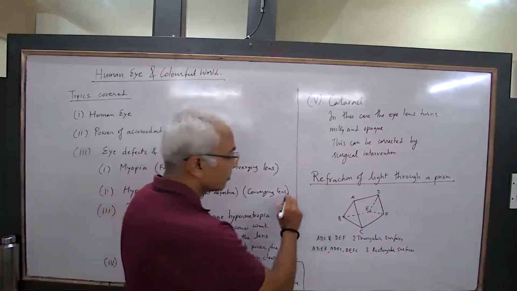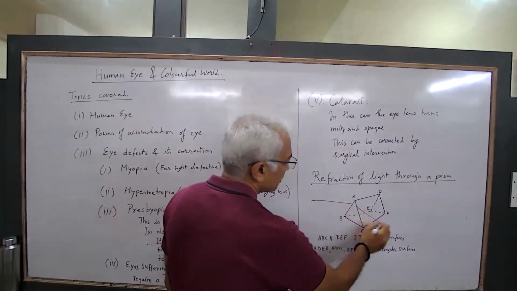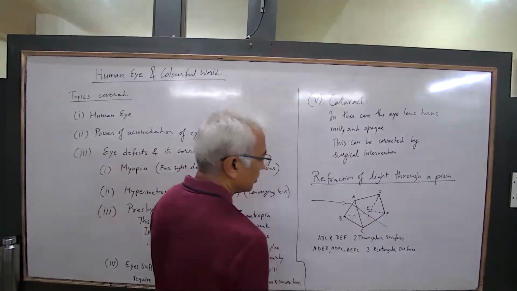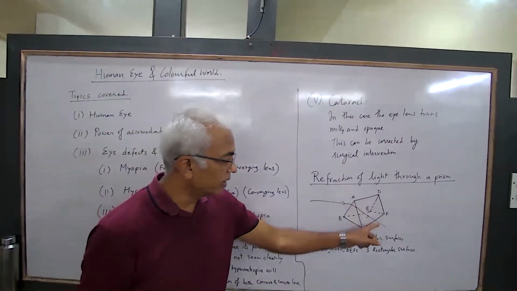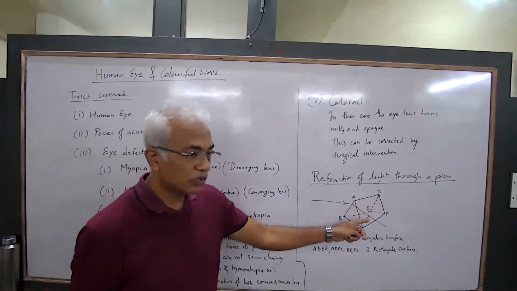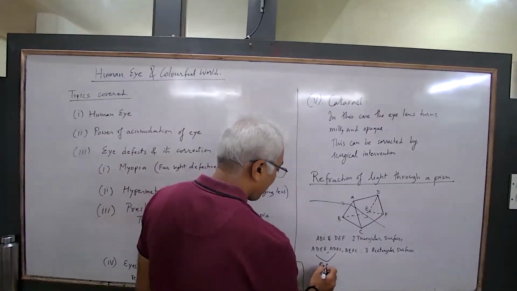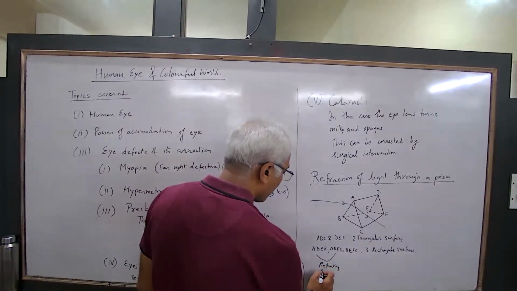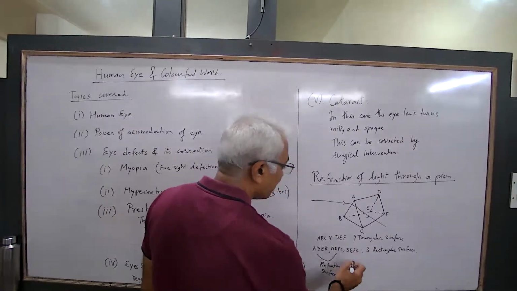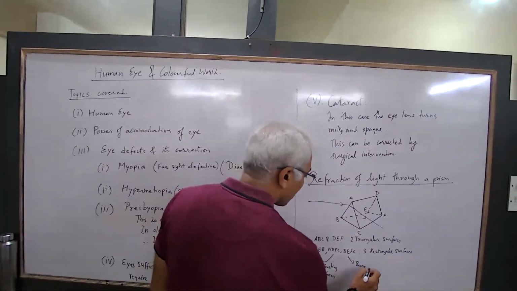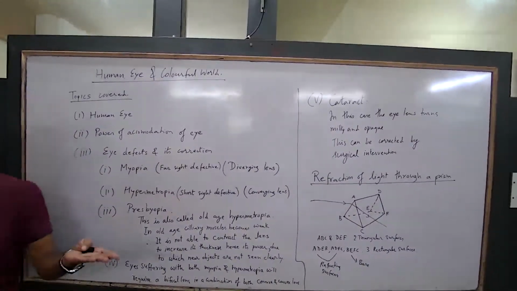Okay, so light enters from this side and comes out from this side. So light enters from ADEB and comes out from ADF. So these 2 surfaces are called refracting surfaces. What is BFC? So the third rectangular surface is the base.